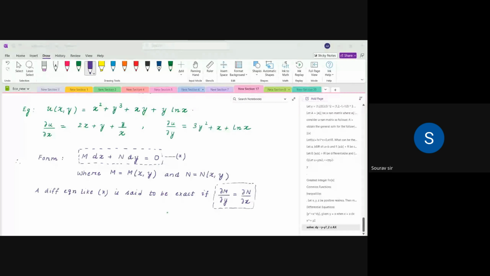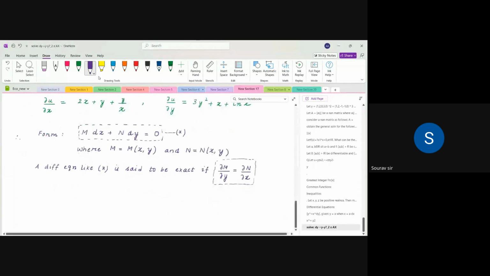So after representing the differential equation in M dx plus N dy equals 0 format, we need to check if the partial derivatives are equal or not. That will basically confirm whether your differential equation is exact or not. All right, let me begin with a small example.